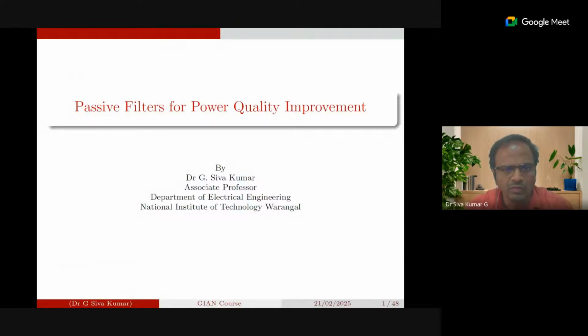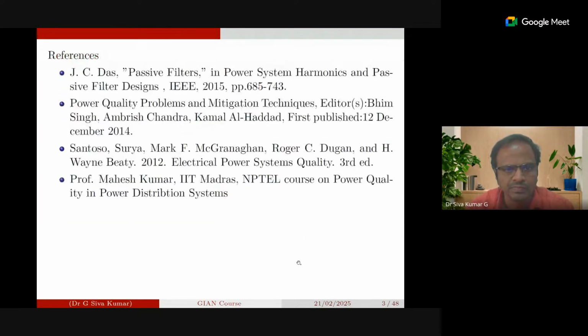Now we try to see how passive filters can be used to improve the power quality. This presentation has been prepared by taking these four references: passive filters and power system harmonics, and passive filter design.